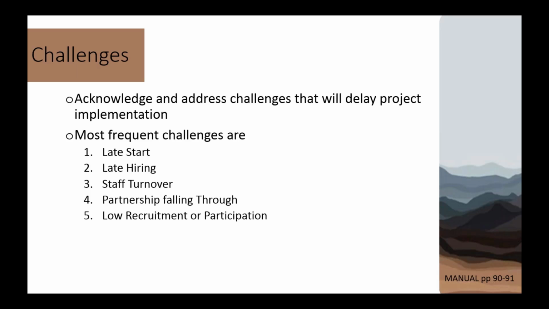And there are other contingency plans too: partnerships falling through, or low recruitment or low participation. What I'd like you to do is think about which one you'd have the most chance of happening to you, and then address those. So in the manual, it starts on page 91. There's really good direction on how to develop those challenges and the plans to recover from them. So take a look at those, and you'll have to add those into your narrative for this element.